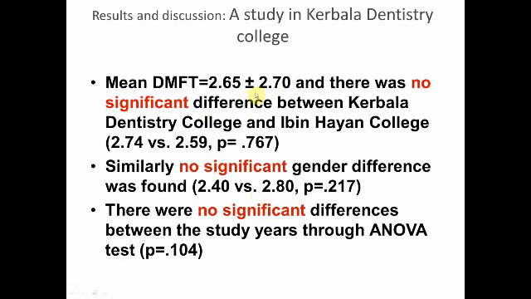A study was carried out in Karbala District College, and DMFT was 2.65 for all the undergraduate students. No significant gender difference was found. This was last year. There was no significant difference between study years.